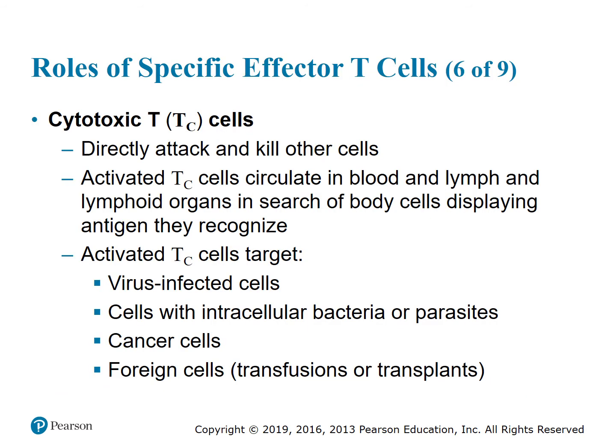Cytotoxic T cells directly attack and kill other cells. The activated cytotoxic cells circulate in the blood and lymph and lymphoid organs in search of body cells displaying the antigen they recognize. An activated T cell target would be a virus-infected cell, cells with intracellular bacteria or parasites, cancer cells, and foreign cells from transfusion or transplants.